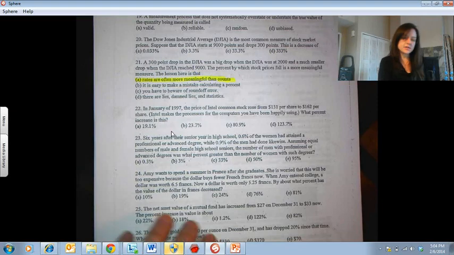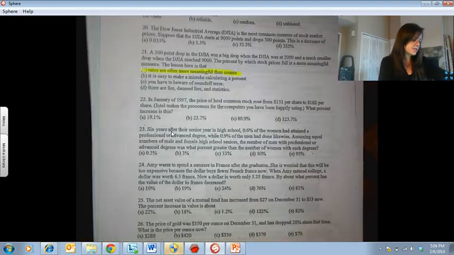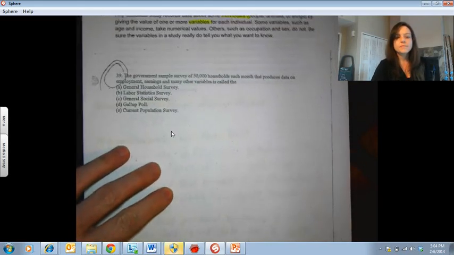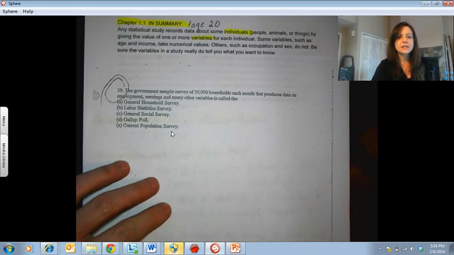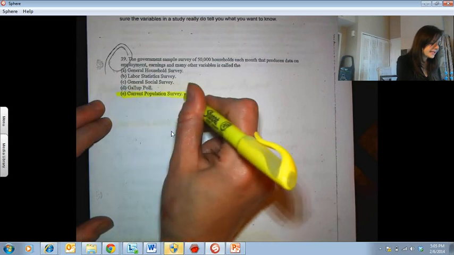And 39 is the very last question in your packet, and it matches up with 1.1. Also, the government sample survey of 50,000 households each month that produces data on employment, earnings, and many other variables. Obviously, again, unemployment rates, things like that is going to be the current population survey. I guess this book really wants to make sure you understand where this data comes from.